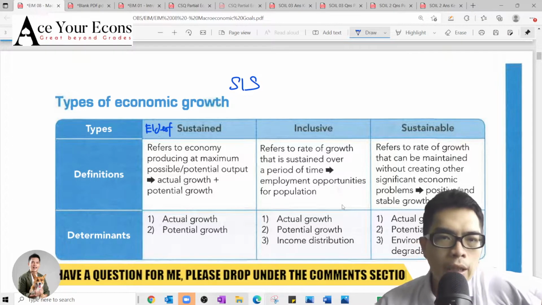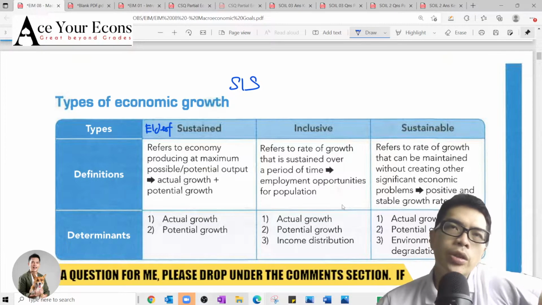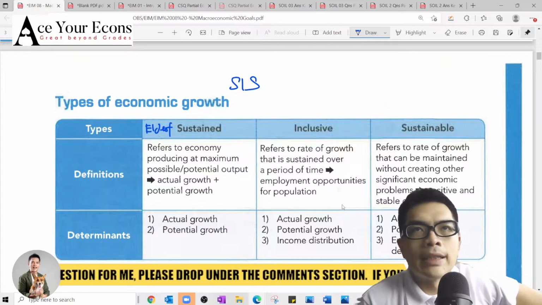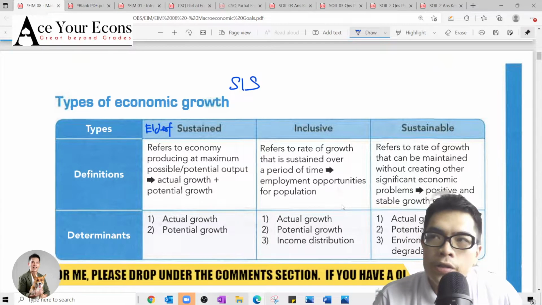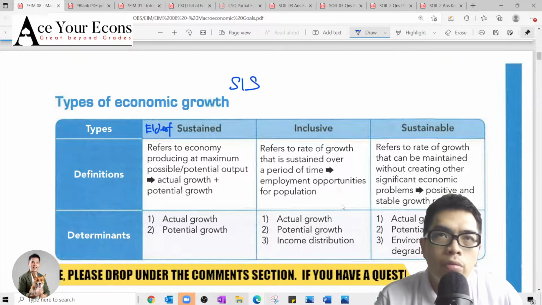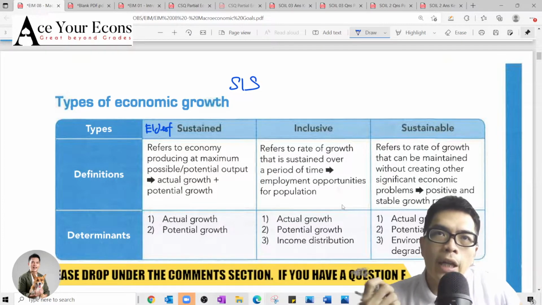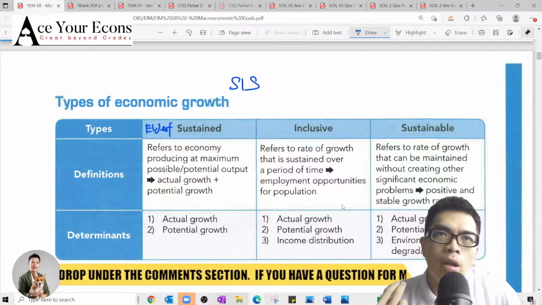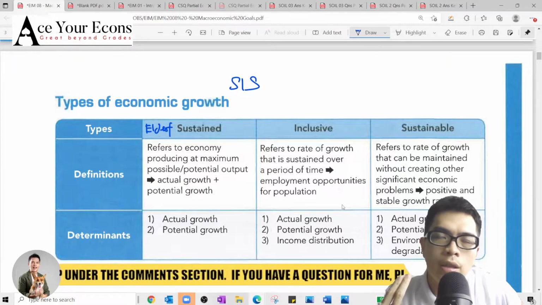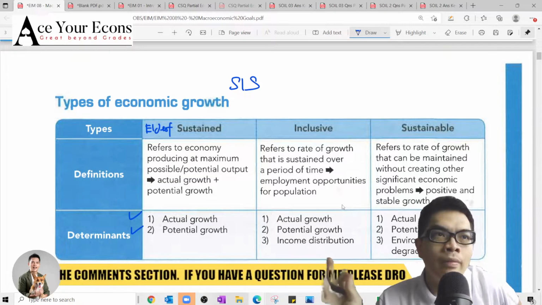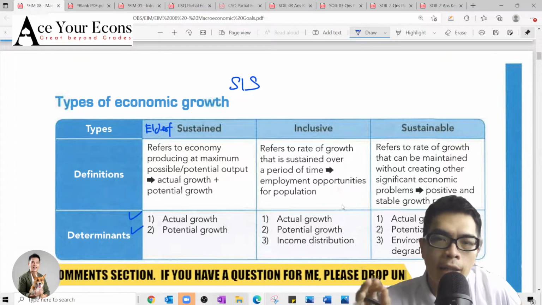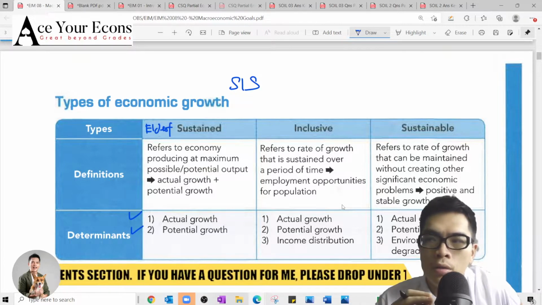And these two are the younger siblings. So if the question did not specify what kind of economic growth, you can safely assume that this is sustained growth. And sustained growth always has these two determinants or dual elements here, which is AG and PG. Clear? So this is the DNA that will be imprinted throughout all the sisters.